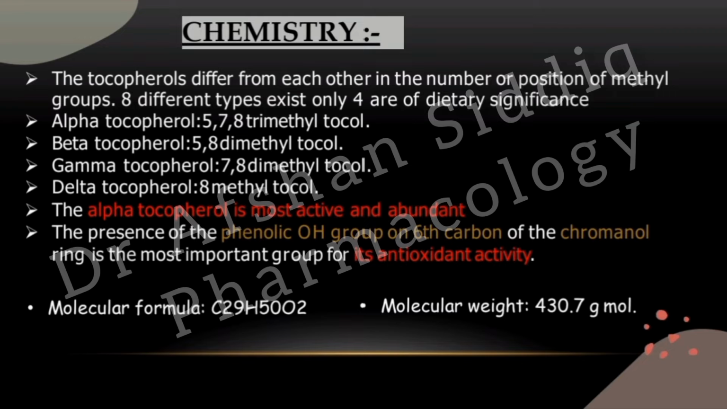And as I said, these are differentiated on the basis of the position of methyl groups. For example, in alpha tocopherol, methyl groups are attached at 5, 7, and 8 positions, and 3 methyls are present. Therefore, we can term it as 5,7,8 trimethyl tocol. It is the complete chemical name.